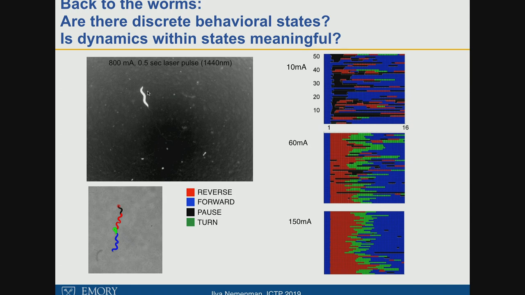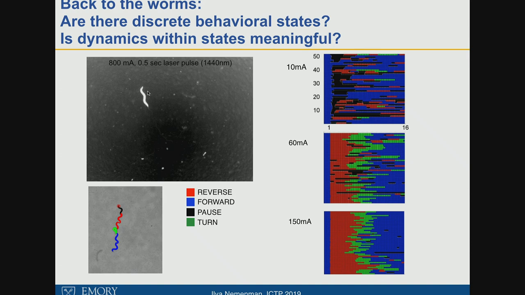And as I increase the strength of the pain that the worm experiences, its behavior becomes more and more deterministic. Right? It goes through these very specific epochs where you are going forward, you are reversing, you are turning, and then you are going forward again.